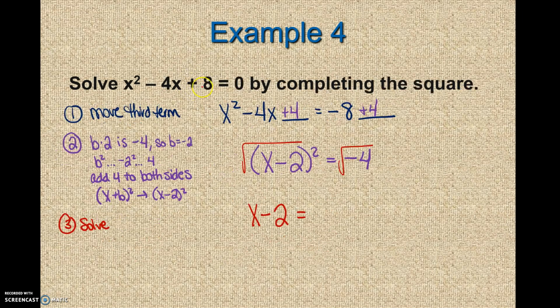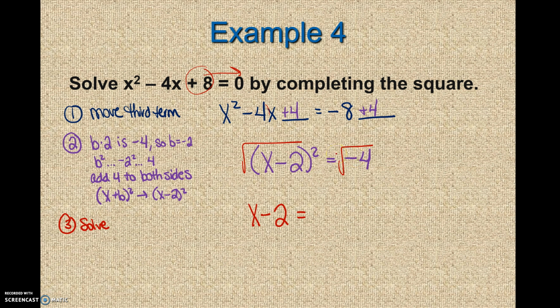Your first step, well, really, your first step would be to try to factor this because it will always be easier to factor than it is to do anything else. If factoring doesn't work, move this third term over to the other side and get your blanks in there so you're ready to complete the square. This middle term is 2 times something. It's 2 times -2. So -2 squared is +4. You're going to add +4 to both sides. That completes the perfect square trinomial, which factors into x minus 2 squared. -8 plus 4 is -4.